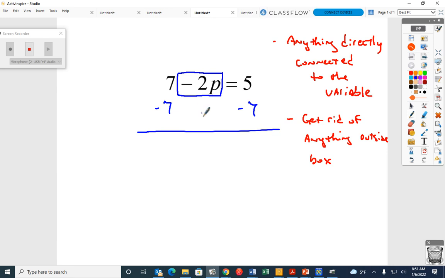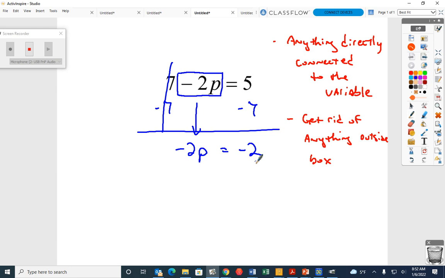What happens to these 7s? They're gone. So what's left over there? Negative 2p. Just bring that down. And now I have 5 minus 7. What is 5 minus 7? Negative 2. What have we now turned this into? Now it's a one-step equation. We have negative 2 times p equals negative 2.